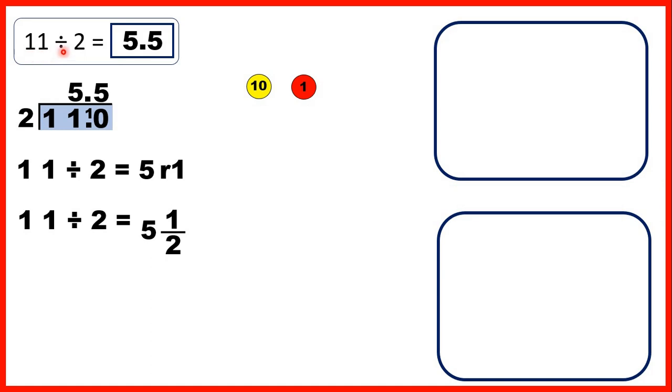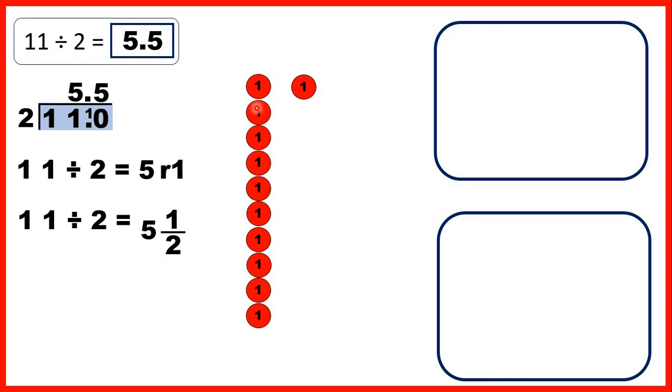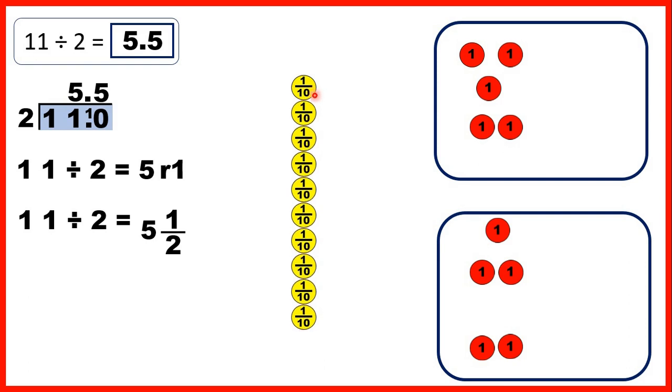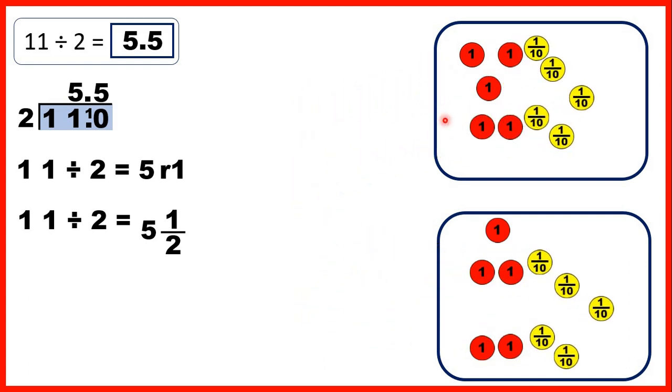Finally, we had 11 divided by 2. We can change our 10 into 10 1s and share out 10 of those 1s with 5 in each group. Then we have a remainder 1, but we can write that in front of our tenths digit to give us 10 tenths, and we know that 1 whole can be exchanged for 10 tenths. Then, when we share out those tenths between our 2 groups, we get 5 tenths in each group, so that's why we have 5 as the tenths digit of our answer, 5.5.